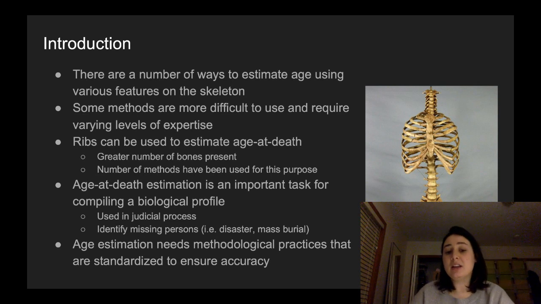It's also important to note that because these estimations and these biological profiles have the potential to be used in judicial processes and the identifying of missing persons, we really want to ensure that there is standardization and accuracy with the predictions. And there's a lot of legal and personal reasoning behind that.